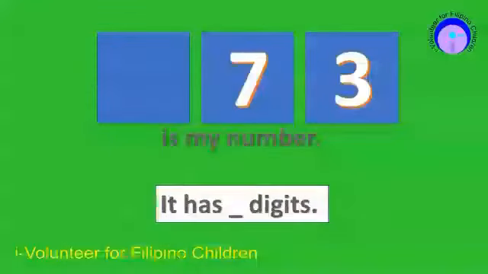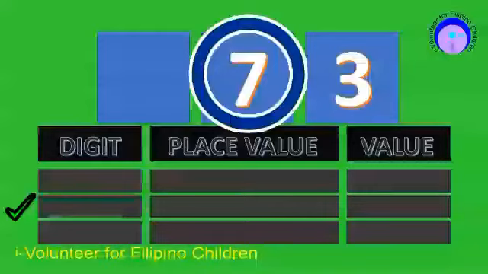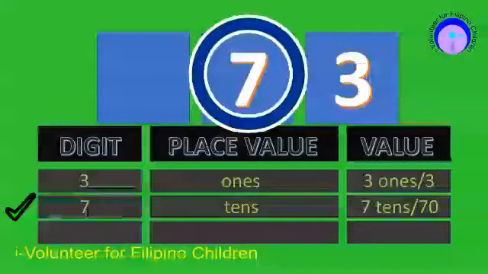What is your number? How many digits does your number have? 73 is my number, and it has 2 digits. What digit do you have? What place value does it belong to? What is the value of your digit? Digit 7 is in the tens place, and the value is 7 tenths, or 70.